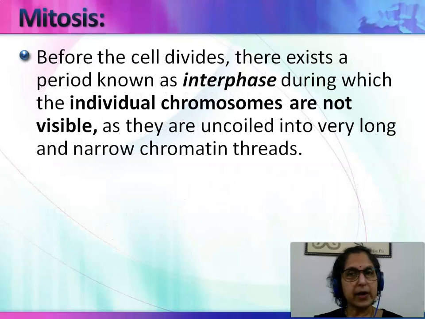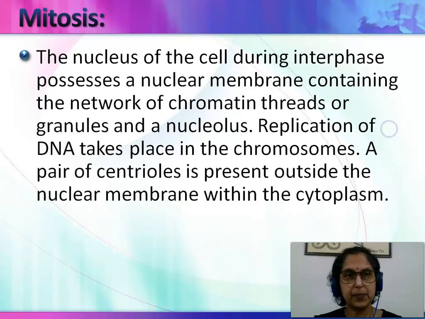Before the cell divides, there exists a period known as interphase, during which the individual chromosomes are not visible, as they are uncoiled into very long and narrow chromatin threads. The nucleus of the cell during interphase possesses a nuclear membrane containing the network of chromatin threads or granules and a nucleolus. Replication of DNA takes place in the chromosomes. A pair of centrioles is present just outside the nuclear membrane within the cytoplasm.